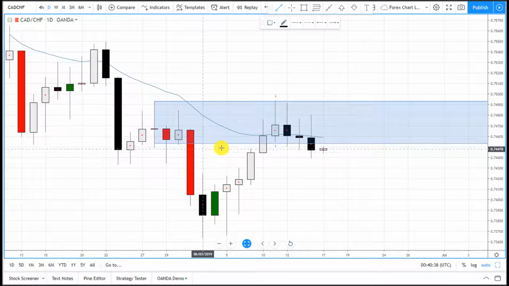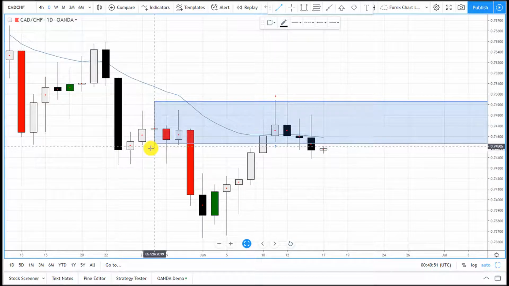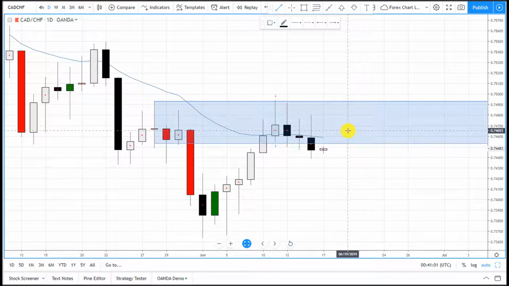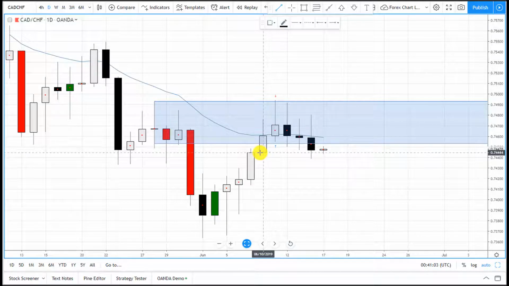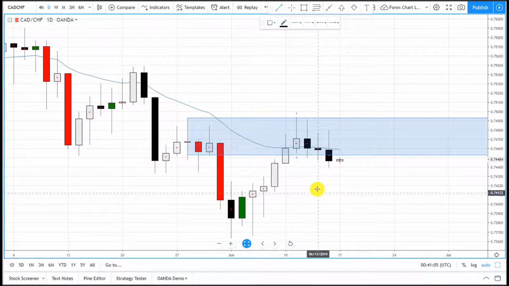Sometimes it will come here just before it touches the zone, and then it'll drop. And then sometimes it will just penetrate by a little tick, and then it will drop too. So when you enter your trade or place your trades, just put it a little bit farther out and the stop loss a little bit farther out. That way you're giving yourself enough cushion and just manage your risk properly.